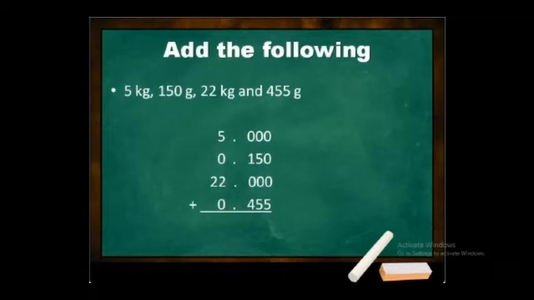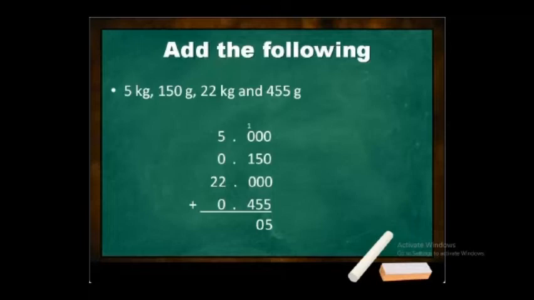Now we will add the kgs and grams. Here we have the problem: 5 kg 150 grams, 22 kgs 455 grams. So we'll add them. First you will add the numbers after the point. 0 plus 0 plus 0 plus 5, you write 5. 0 plus 5 is 5. 5 plus 0 is 5. 5 plus 5 is 10. Write down 0 and carry 1.